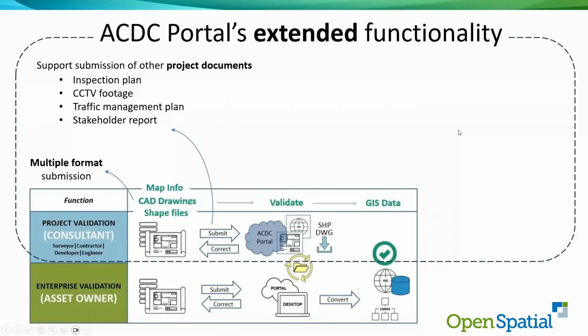Some of the portal extended functionality: you can submit CAD drawings, shapefiles, MIP files. You can also submit project documents, so inspection plans, CCTV footage, traffic management plans. So you can submit up to 2 gigabytes per file. So if you've got a big CCTV, it can work within that process. And within the portal, you can go and define what is the type of project that you have. So if you're submitting water versus sewer, you may have different types of documentation that's required. We enable the organization to go and define these document sets to say, for a 2-lot subdivision for water, these are the documents that we require, versus for a large subdivision on sewer, it's going to be a totally different set of documentation, and that can be then totally defined as well.